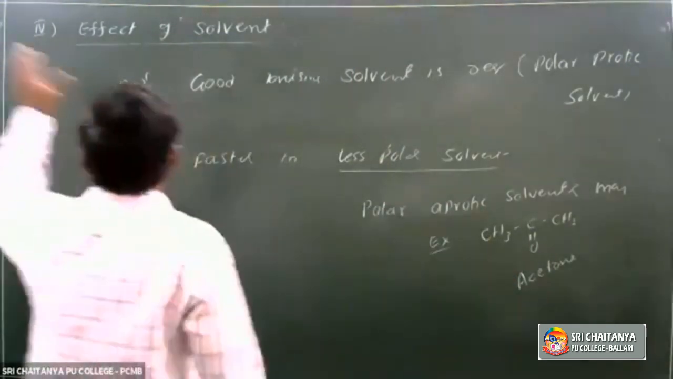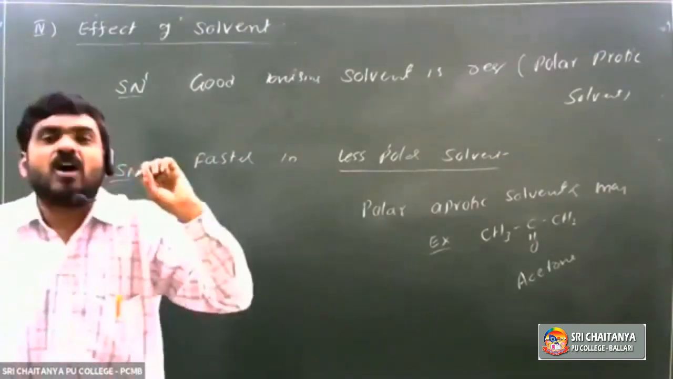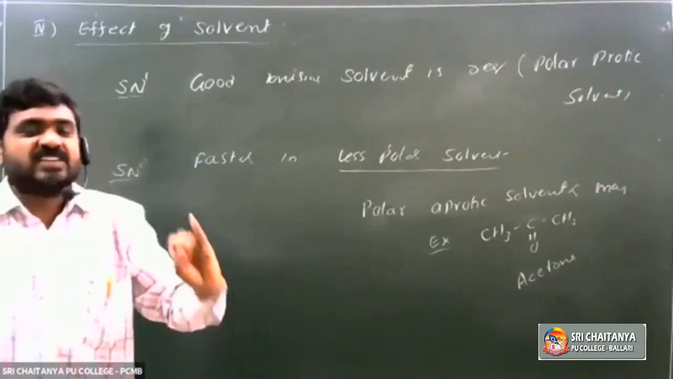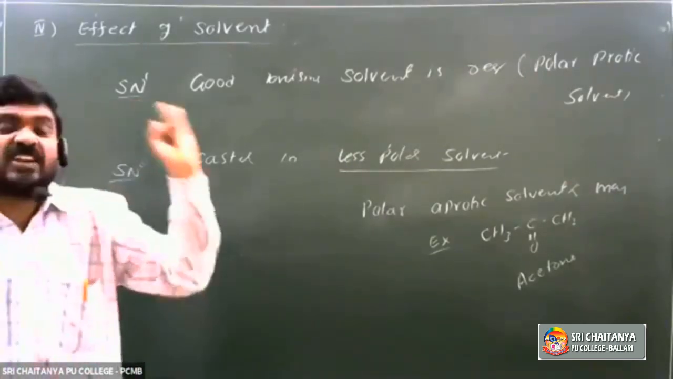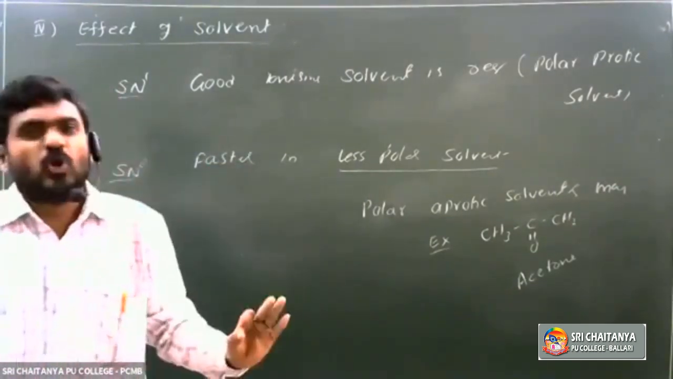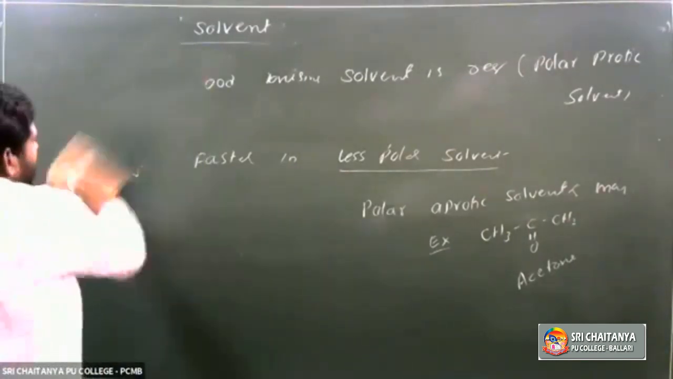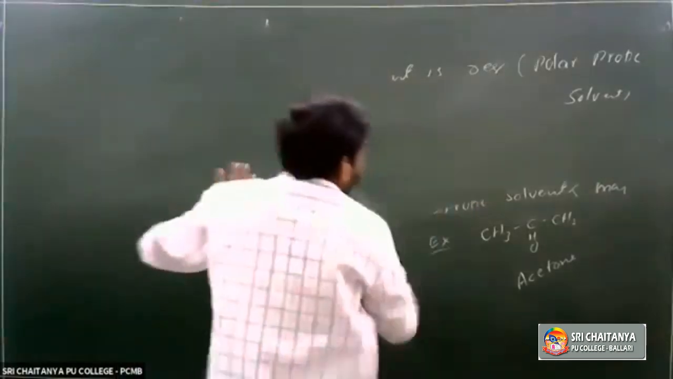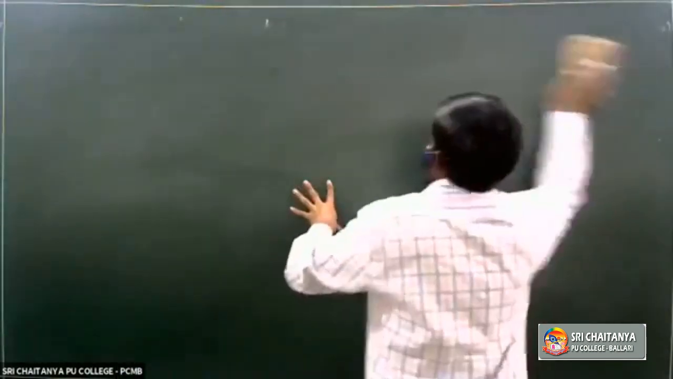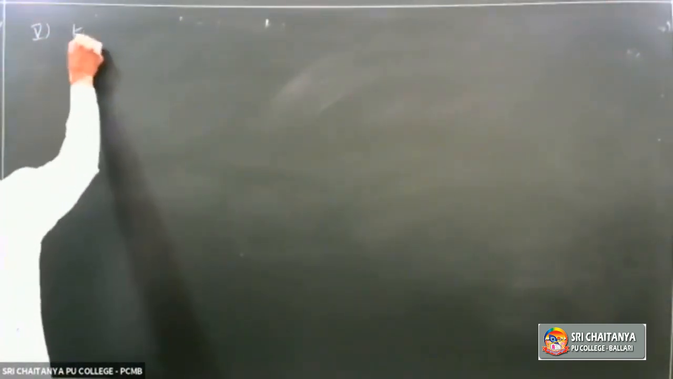So the effect of solvent is the fourth one. The first one is the nature or strength of the nucleophile. The second one is the nature of the substrate, meaning alkyl halide. The third one is the nature of the leaving group. The fourth one is the effect of solvent. It is very important. The next, the fifth one, is the kinetics.